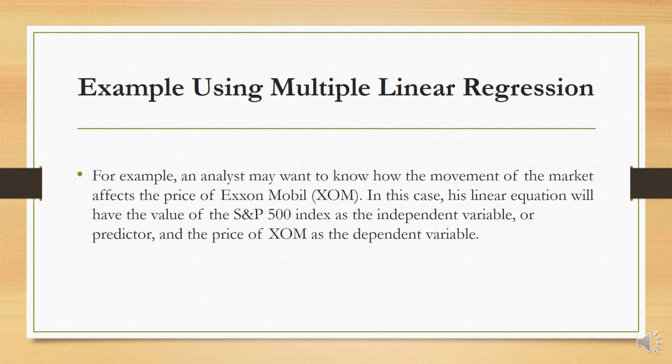So let's take an example of how to use the multiple linear regression. For example, an analyst may want to know how the movement of the market affects the price of ExxonMobil, in short form XOM. In this case, his linear equation will have the value of the S&P 500 index as the independent variable or predictor and the price of XOM as the dependent variable.